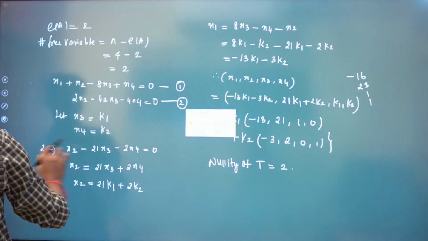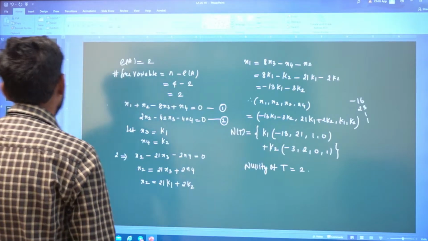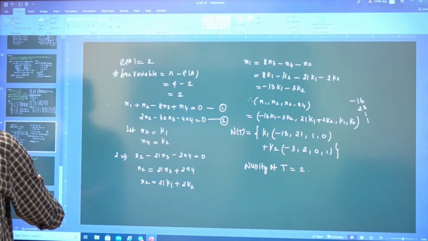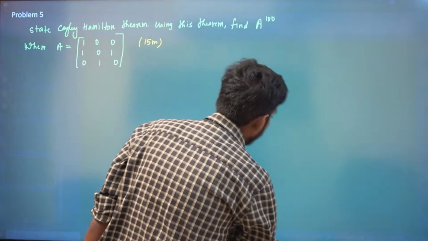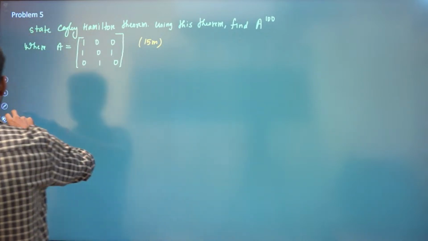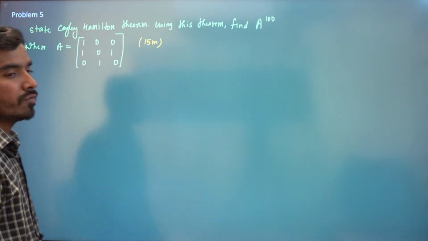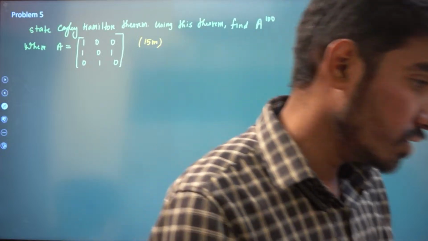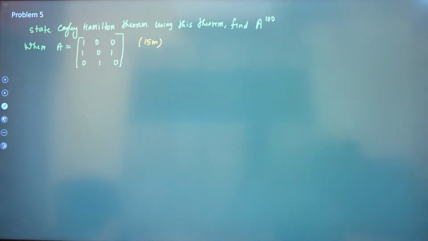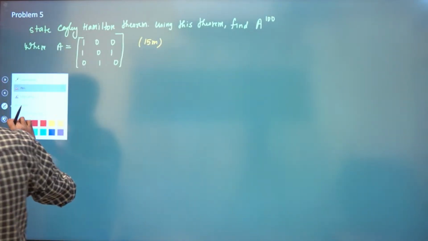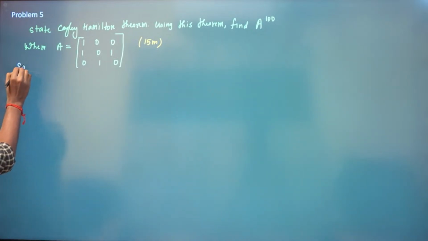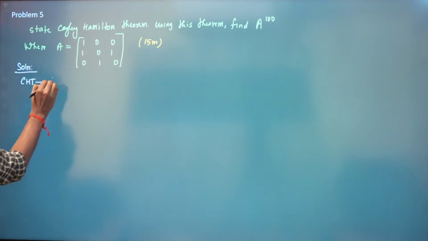Okay, so we'll move on to the final problem of this current year, this 20 for this year paper 2019. State Cayley-Hamilton theorem, and using this theorem find A power 100, right? So we need to state Cayley-Hamilton theorem, and in this we have to find A power 100. So what is Cayley-Hamilton theorem? Every square matrix satisfies its own characteristic equation, right? Cayley-Hamilton theorem.